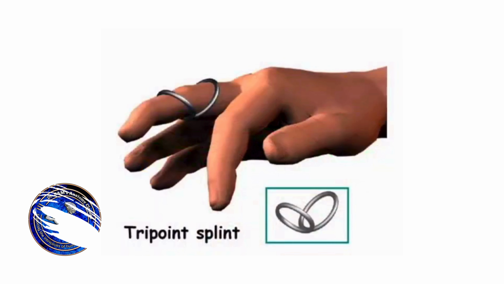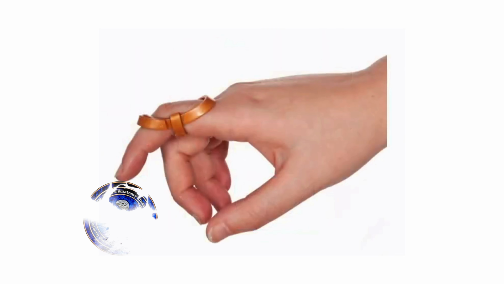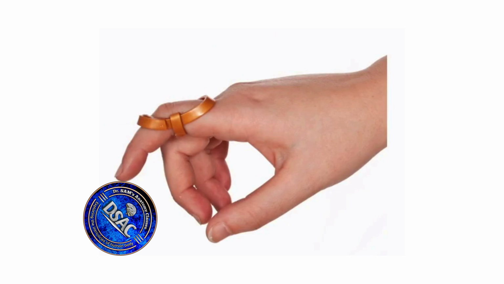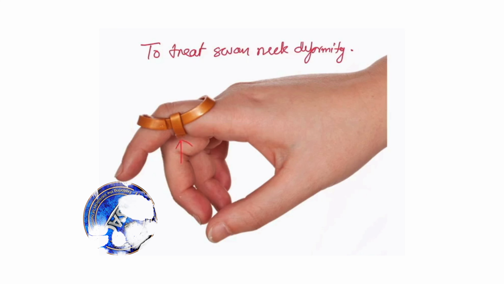Now, here you're seeing a tri-point splint. This is used to treat swan neck deformity. The purpose you can see here is to prevent the extension at PIP. This is another similar splint used to treat swan neck deformity. Remember, the purpose is to prevent extension at PIP.